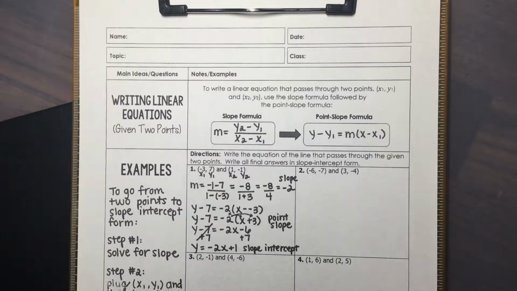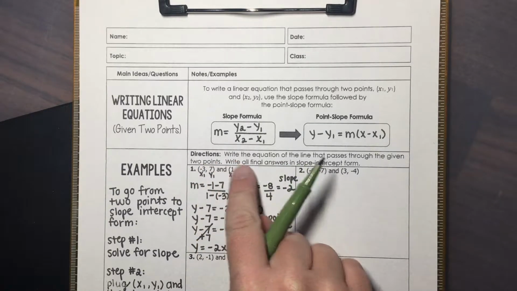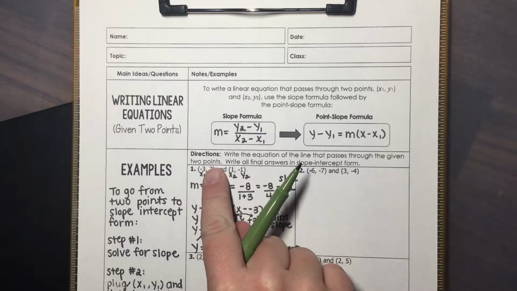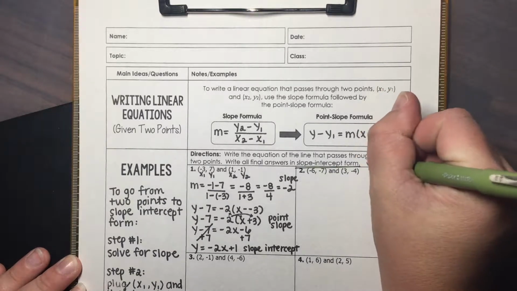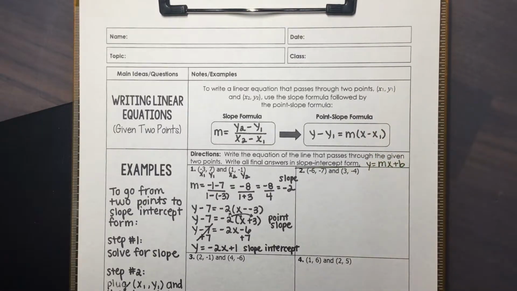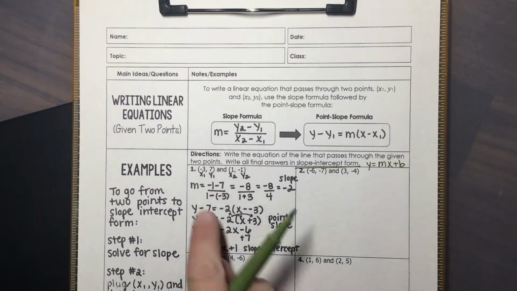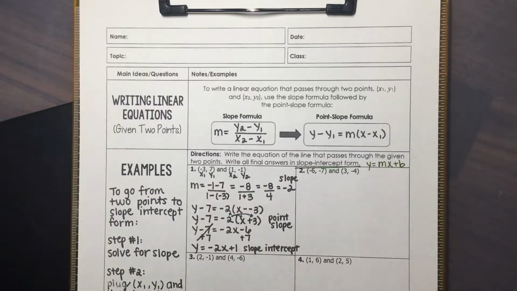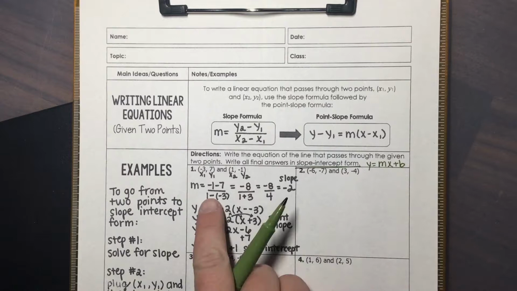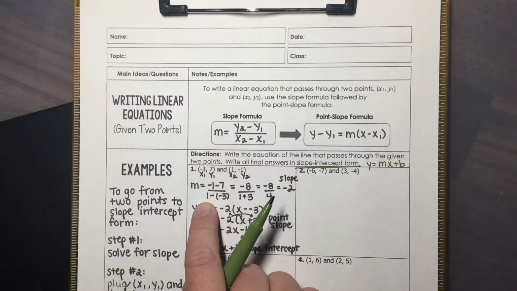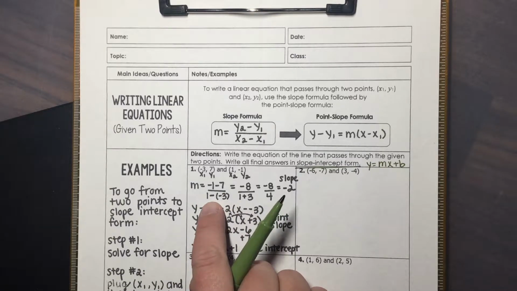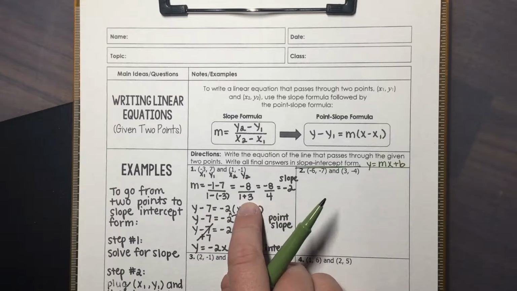Now on this next page of writing linear equations, this is given 2 points. The directions say write the equation of the line that passes through the given 2 points. Write all final answers in slope-intercept form. I know that is going to be my y equals mx plus b. Looking at number 1, I'm given 2 points. I label those x1, y1, x2, y2. I then plug that into my slope formula. You can see those being plugged in there: my y2, my y1, my x2, and my x1. On bottom here I have a negative and a negative, which becomes a positive.